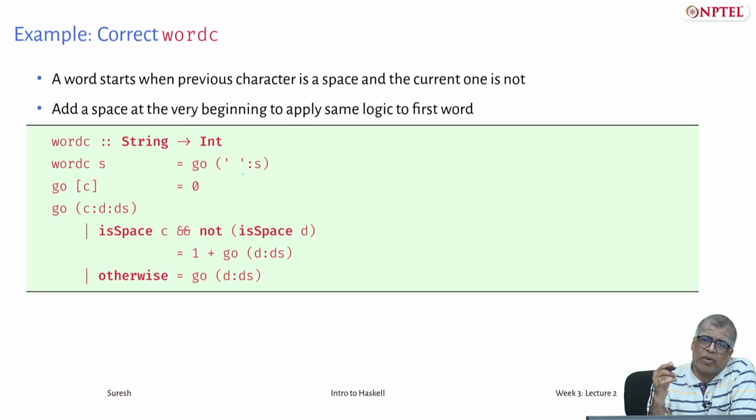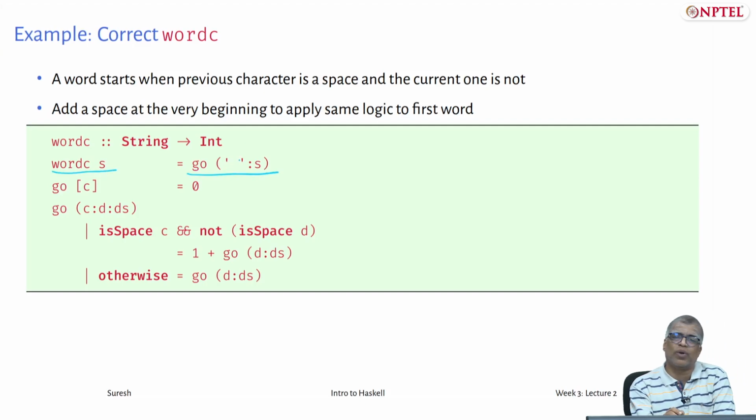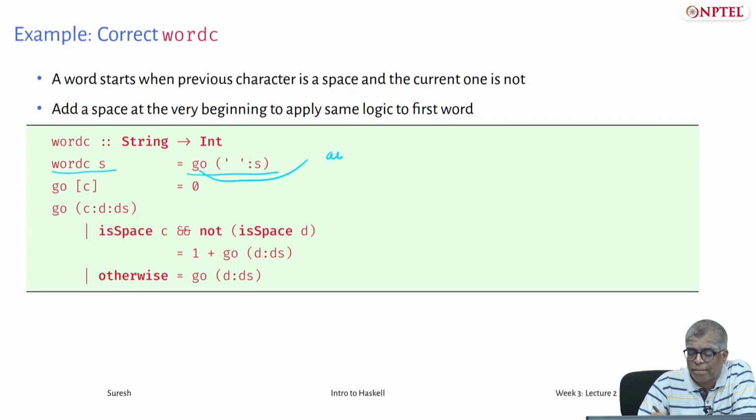And since the very first word might start without a space, your string itself could start with just a character, and therefore this logic will fail. What you do is, wordCount of S is actually go of space followed by S, okay. You add a space character by fiat and then you just run this go program, which is a local program. In this case I have just made it global, that's fine. It's an auxiliary function.